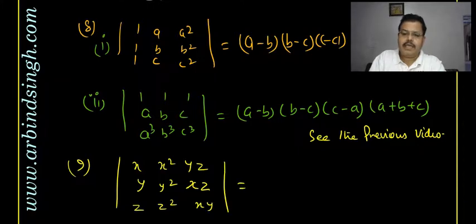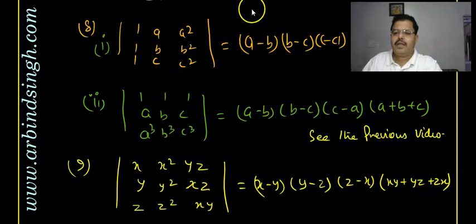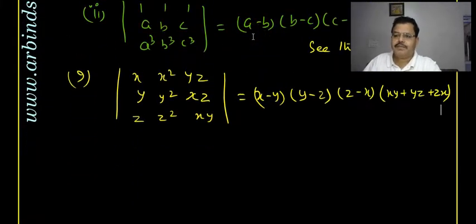The determinant with rows x square, y z; y square, x z; and z square, x y is equal to (x minus y)(y minus z)(z minus x)(xy plus yz plus zx). This is what we have to prove. This was also done, but with a different pattern, so let me explain how to deal with it.